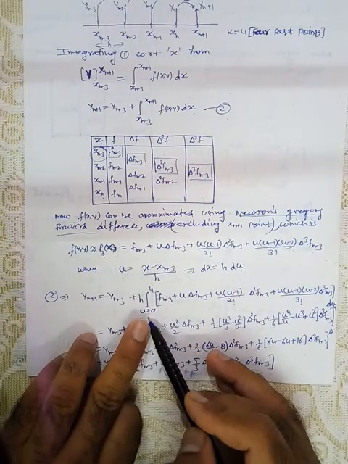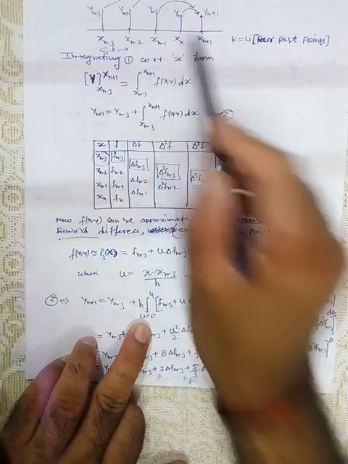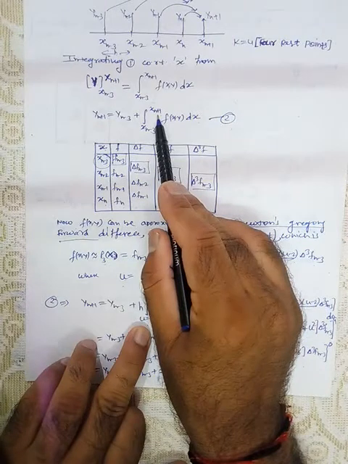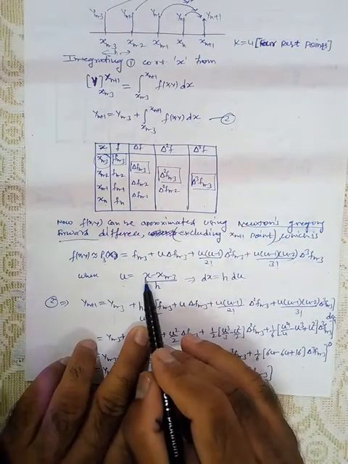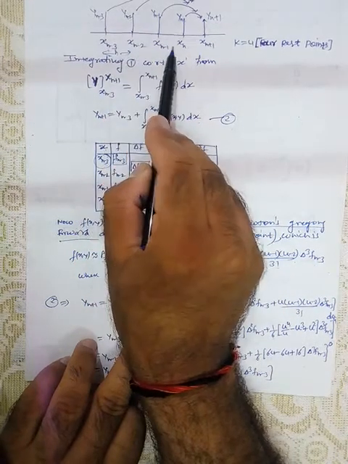You will get 0. Put x equal to the last value. When you substitute x n plus 1, then x n plus 1 minus x n minus 3 is how much difference? h, 2h, 3h and 4h.